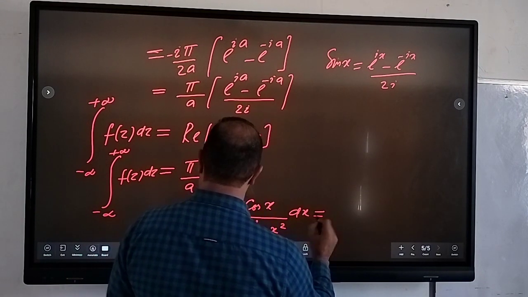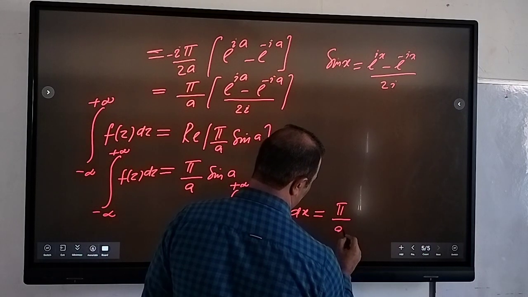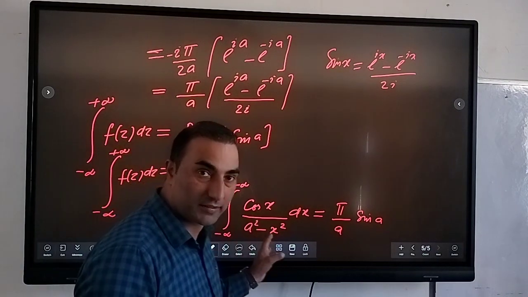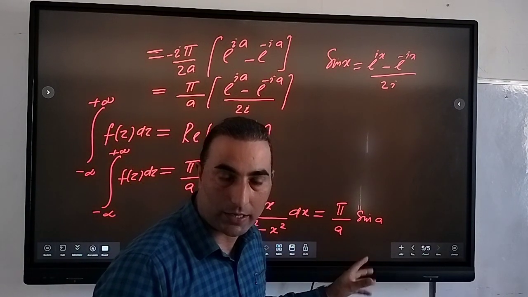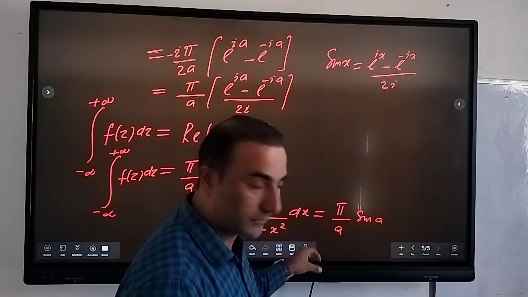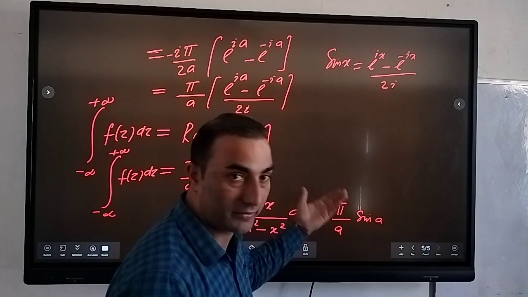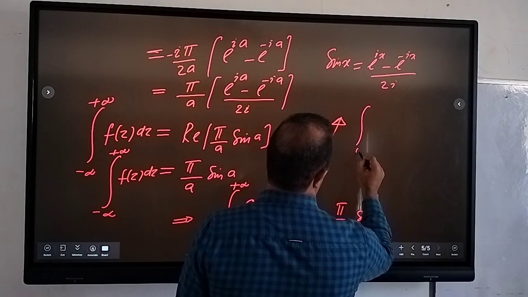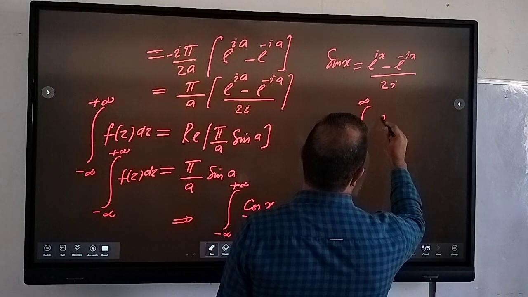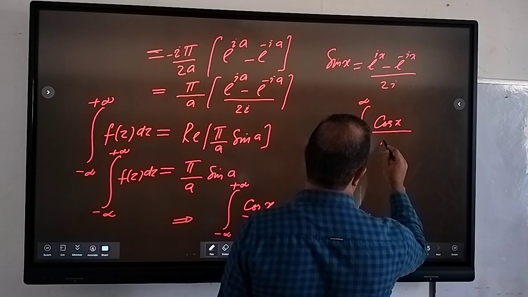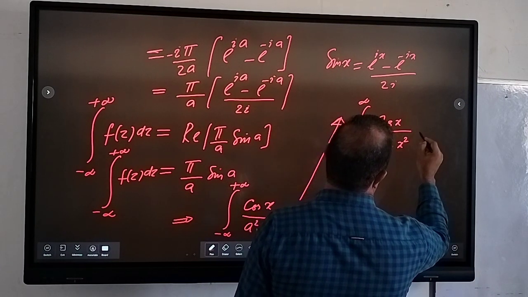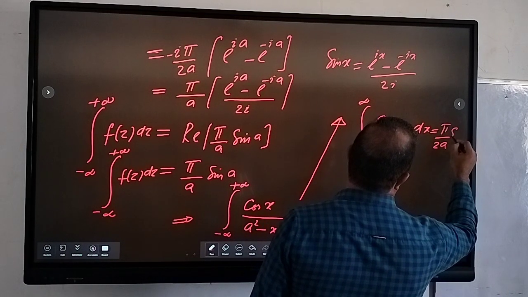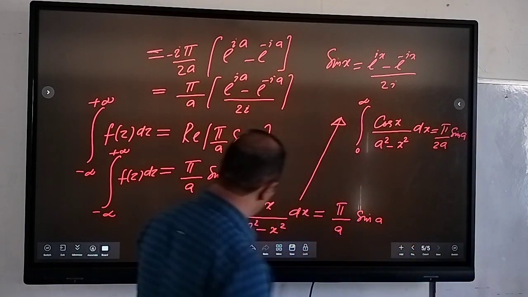So that's equal to pi by a sine of a. Now, because this is an even function, when you shift x to minus x it stays the same, so you can write this integral as twice the integral from 0 to infinity. I can rewrite this integral from 0 to infinity of cosine of x upon a square minus x square d of x as equal to pi by 2a sine of a. So that's what I need here.